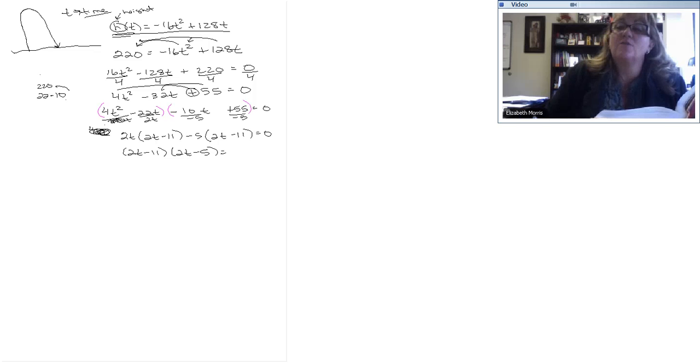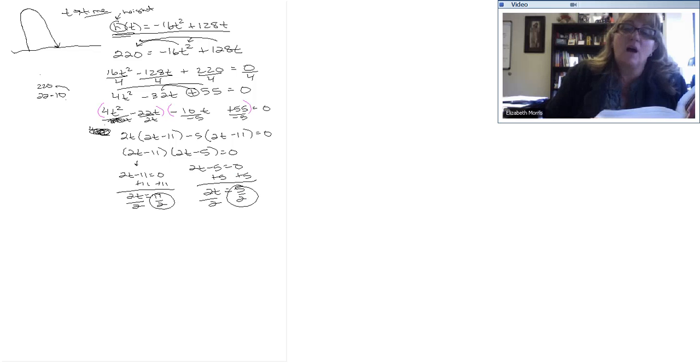Now, what do we do next? We set each piece equal to 0. So 2t minus 11 equals 0, and 2t minus 5 equals 0. Here, I move the 11 over. I get 2t equals 11. Divide by 2, and I get 11 halves. Here, I move the 5 over, and I get 2t equals 5. I divide by 2, and I get 5 halves. So I have 5 halves, which is 2.5 seconds. And I have 11 halves, which is 5.5 seconds.